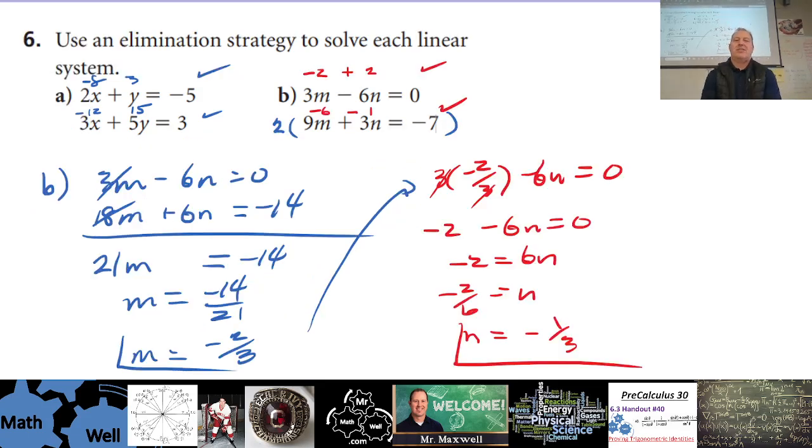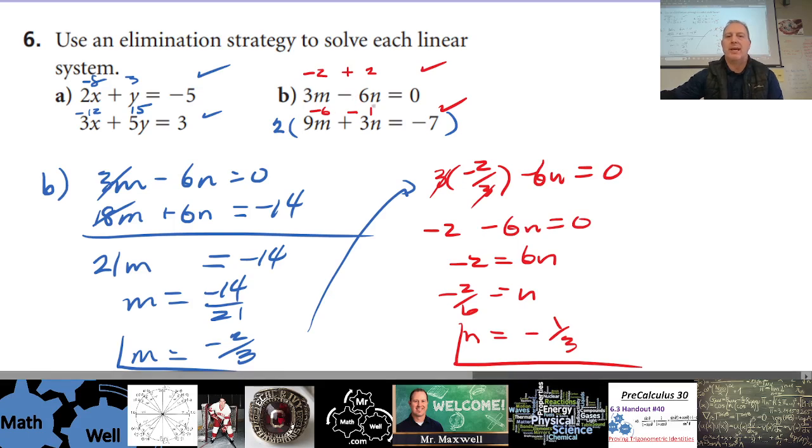All right, let's check B here. See if you got the same answers as me. So I see a negative 6 and a positive 3. If I multiply the bottom one by 2, I'd get a negative 6 and a positive 6 there. So when I add these up, multiply that out. 2 times 9 is 18, 2 times 3 is 6, 2 times negative 7 is negative 14.